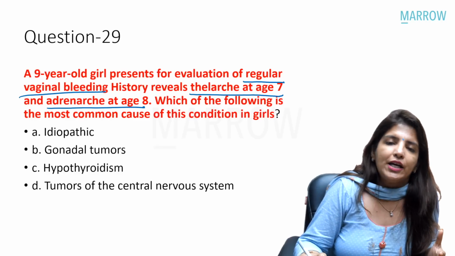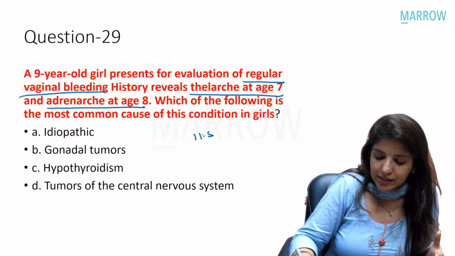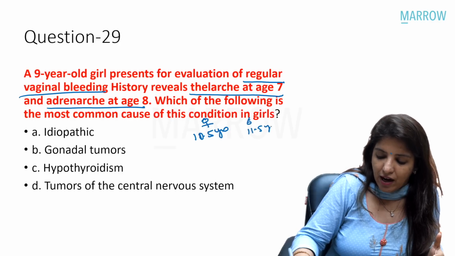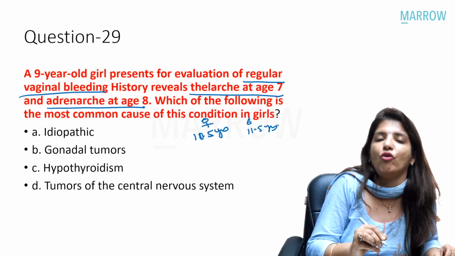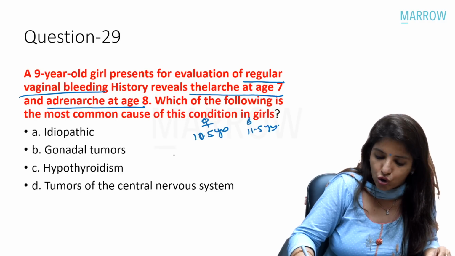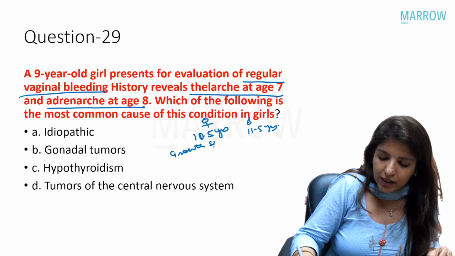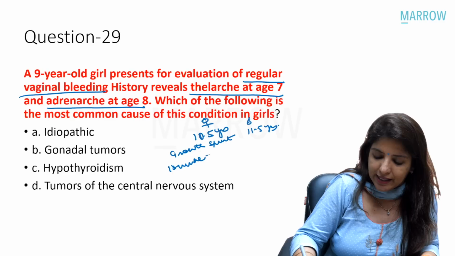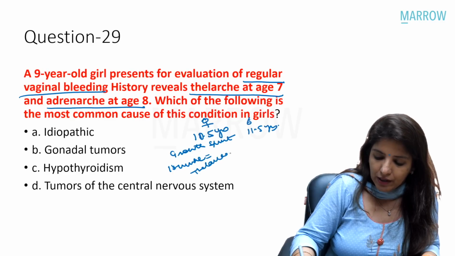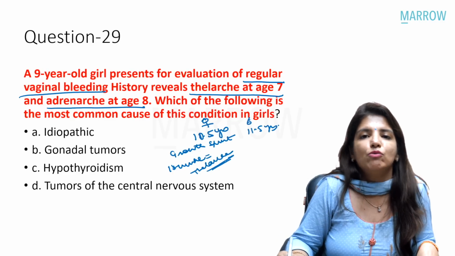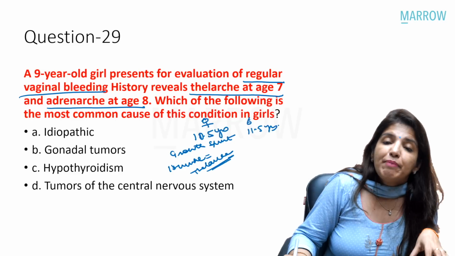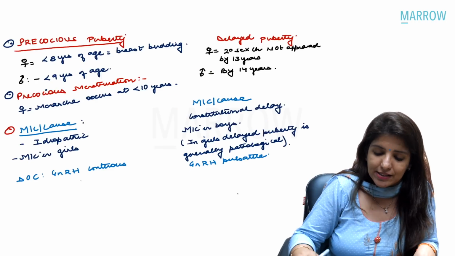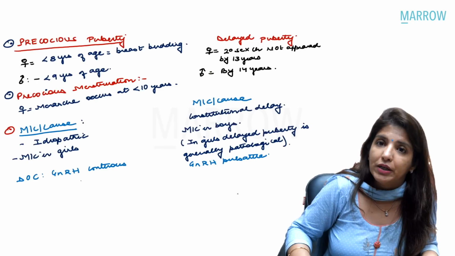See, normally the age of puberty in females is 10.5 years, and in males it is 11.5 years. The first sign of puberty in females is the growth spurt, but the growth spurt is not a visible sign, and that is why the first visible sign is thelarche. So thelarche normally happens around 10.5 years of age. But in this patient, thelarche is happening at 7 years of age. That means this is a case of precocious puberty.